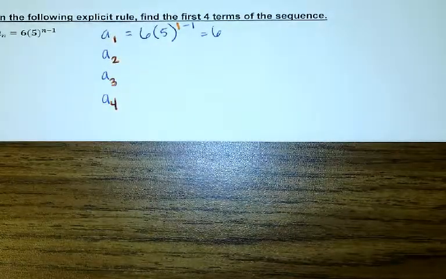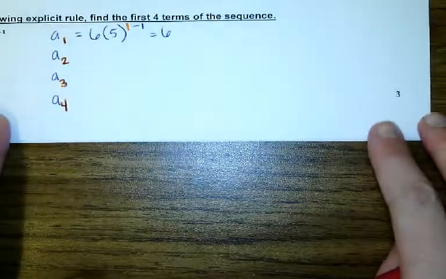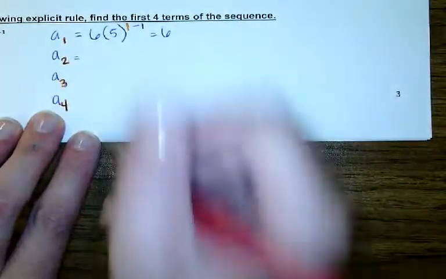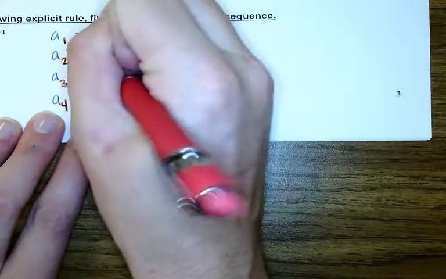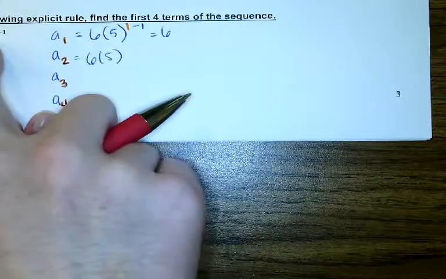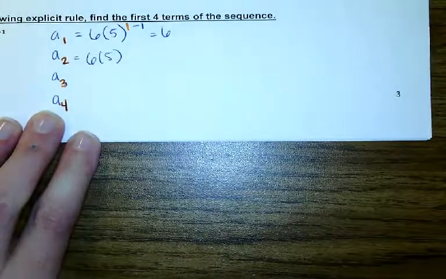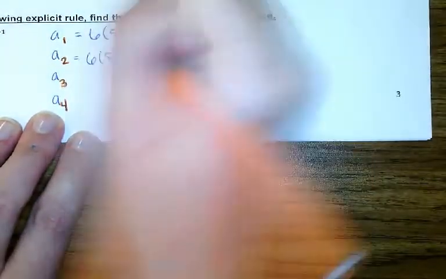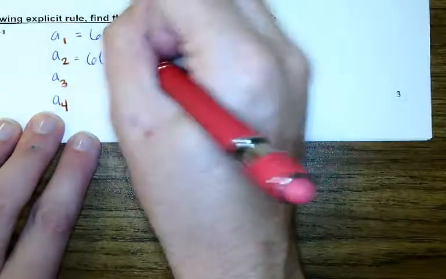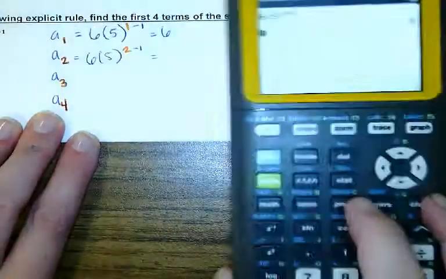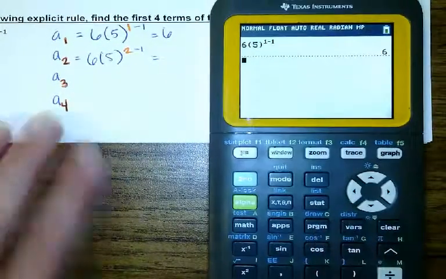We're going to do this for each one successively here. So we have 6(5), because that's my formula, to the n minus 1 power. Well, now my n is 2, so that's going to be 2 minus 1. And that's going to be equal to, so now you go back to your little calculator here, 6(5) to the 2 minus 1 power.